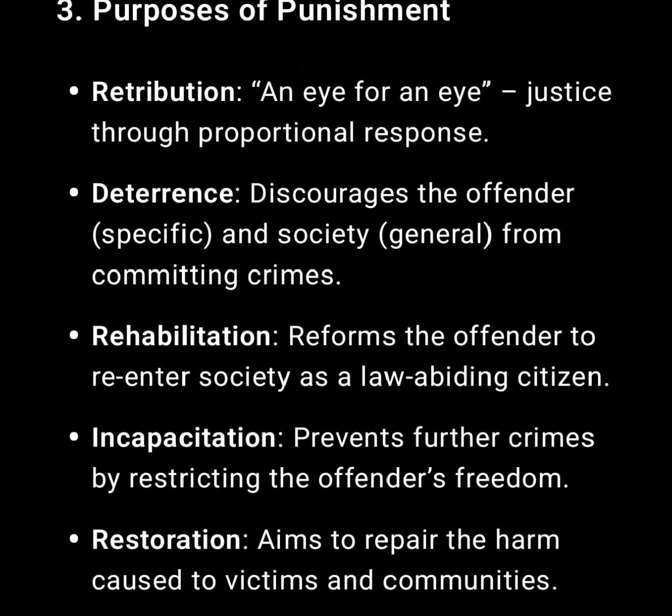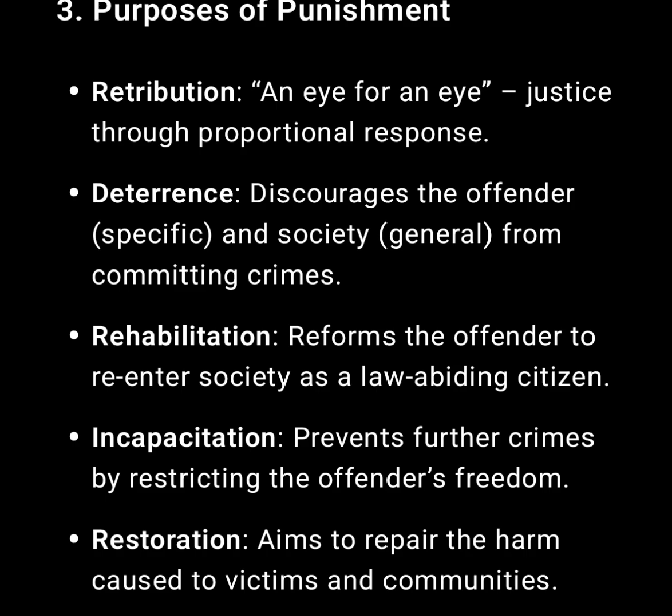Third is the purpose of punishments. First is retribution, an eye for an eye, justice through a proportional response. Deterrence: discourage the offender specifically, and society generally, from committing crimes.